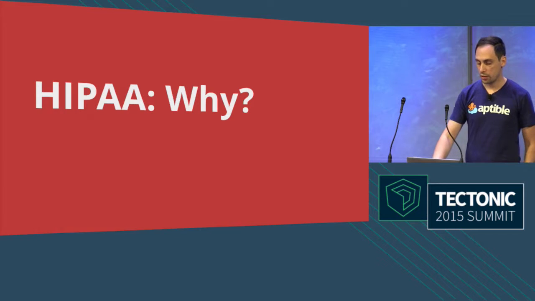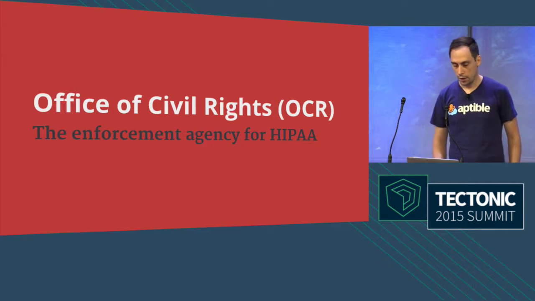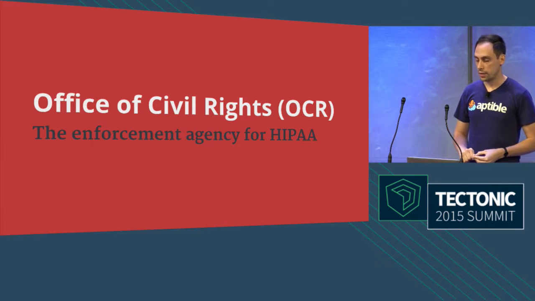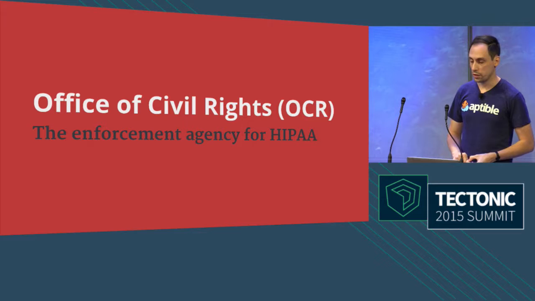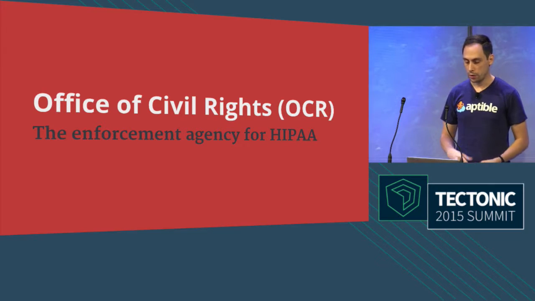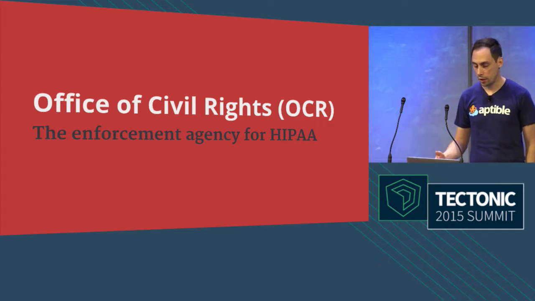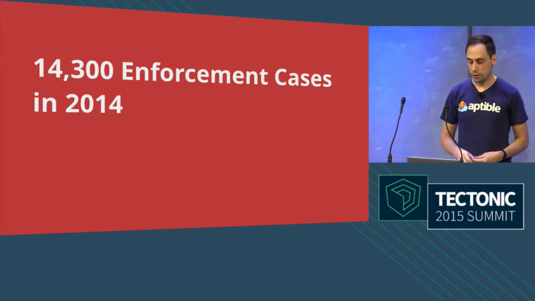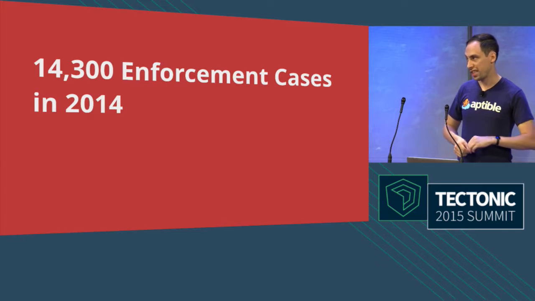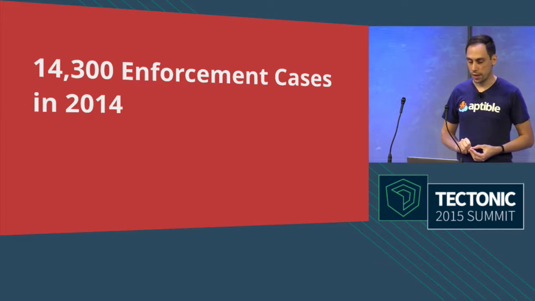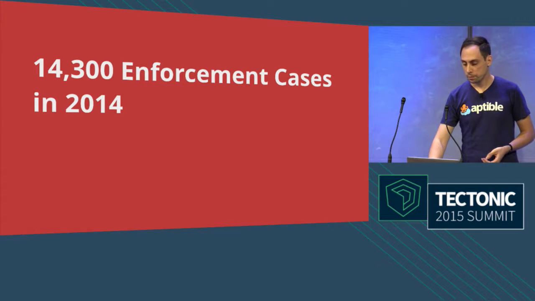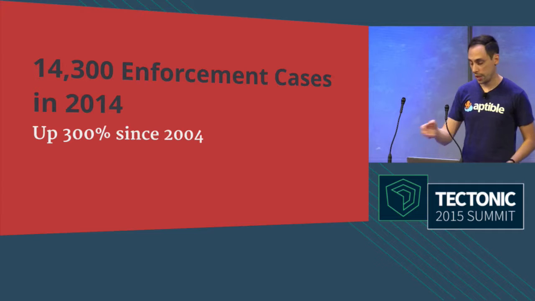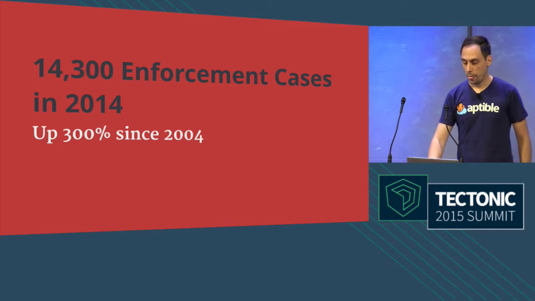But why should those companies actually bother complying with HIPAA? The short answer is there's a stick and there's a carrot. The stick is the Office for Civil Rights, which is the enforcement arm for HIPAA. OCR conducts random periodic audits to make sure that the regulated companies stay compliant. We don't have full data for 2015 yet, but in 2014, there were 14,000 enforcement cases, which was up 300% from 10 years prior, and it continues to grow.